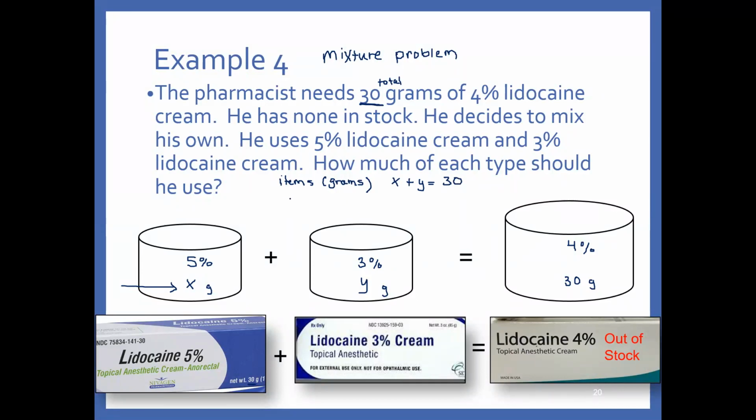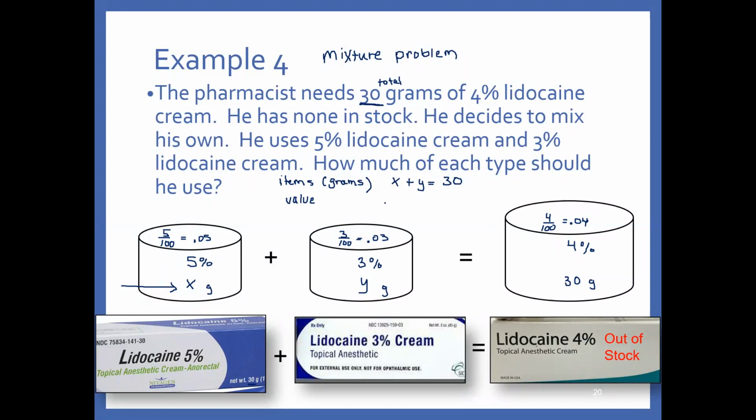And then I also need a value equation, and the percents go with the value equation. So each percent has to be changed to a decimal. I'll take 5 over 100, which is 0.05. I'll take 3 over 100, 0.03. And 4 over 100 is 0.04.